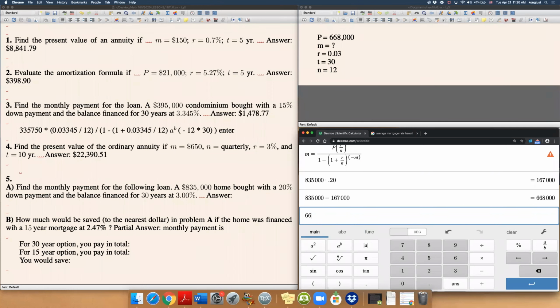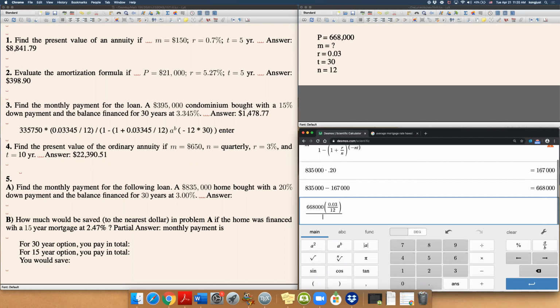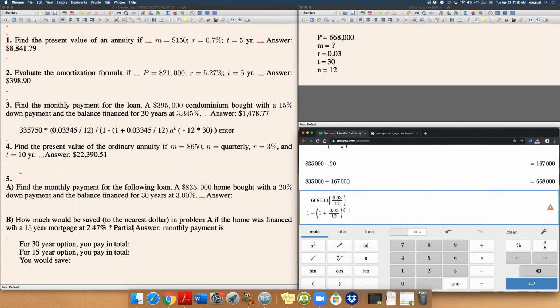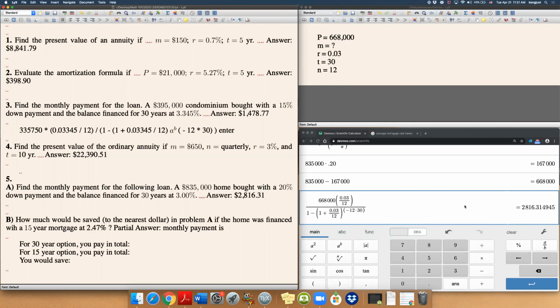It's going to be 668,000 times 0.03 divided by 12 on the top, and then the bottom, 1 minus (1 plus 0.03 divided by 12) to the power of negative 12 times 30. Did you guys get this? This is for part A, yeah? Yeah, for part A. Okay. So I'm going to answer it like this, 2816.31. Even though I'm writing this, for the homework, be careful because I think they prefer that you keep the entire thing in your calculation to the end.